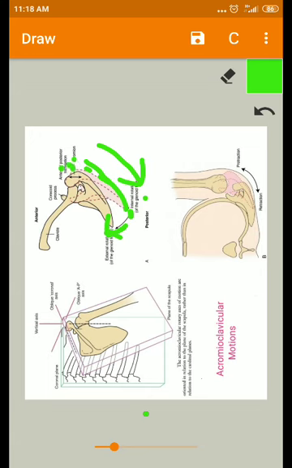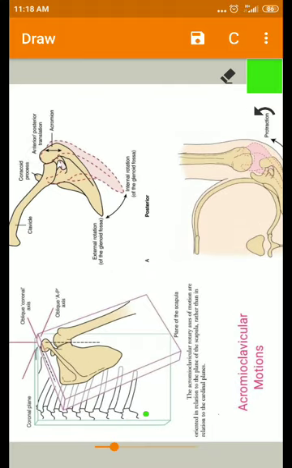posterolaterally. And normally when the vertebral border becomes prominent, what is that condition called? You have studied in anatomy, that is called winging of scapula, isn't it? But that is a pathological condition. In biomechanics, in some other texts this movement is explained as winging of scapula also, but in biomechanics this winging is explained as normal scapular motion, that is, scapular protraction and retraction taking place.